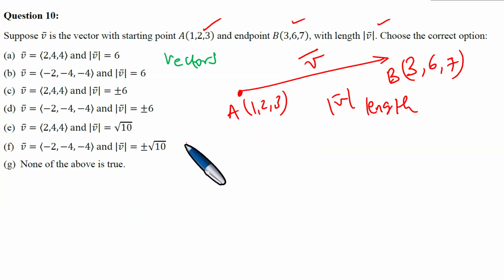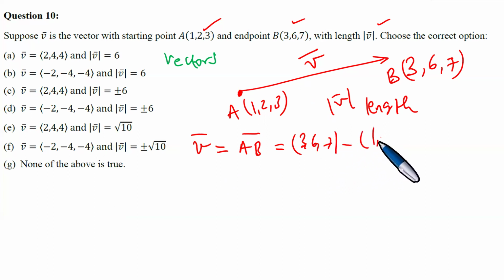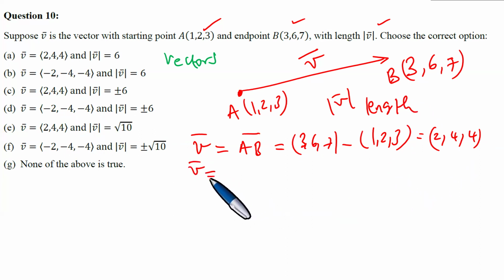So first and foremost, you look at the vector V. I would say the vector V is from A to B. B is 3, 6, 7. A is 1, 2, 3. You subtract: 3 minus 1 is 2, 6 minus 2 is 4, 7 minus 3 is 4. That gives us the vector, but it's not the only way to get it. You can also say the vector V can be seen as BA, and then it's going to be the negative of this.